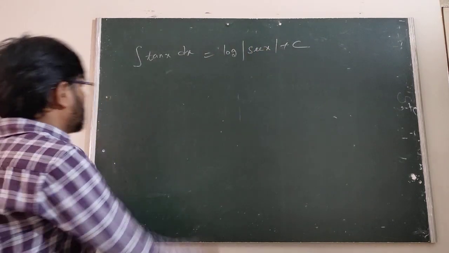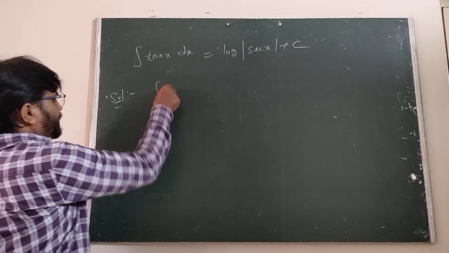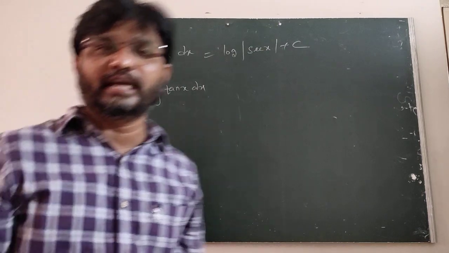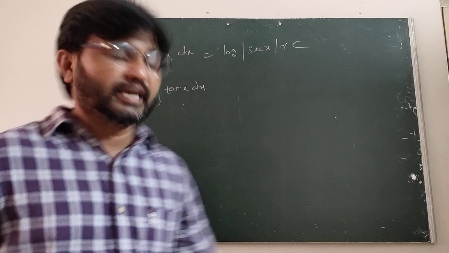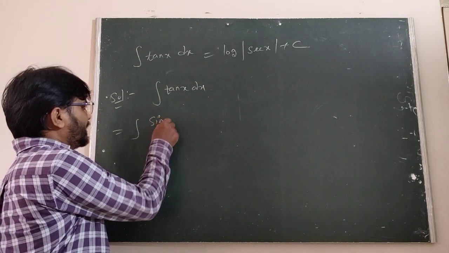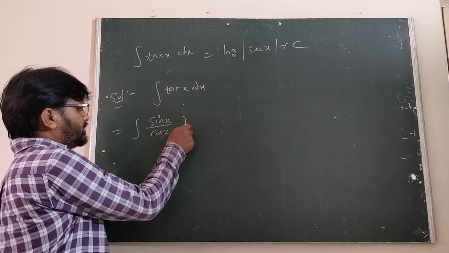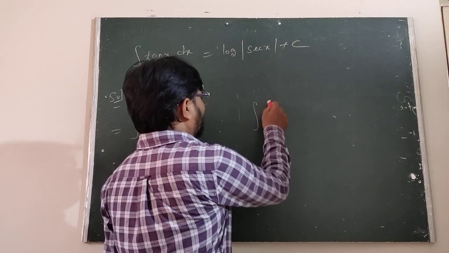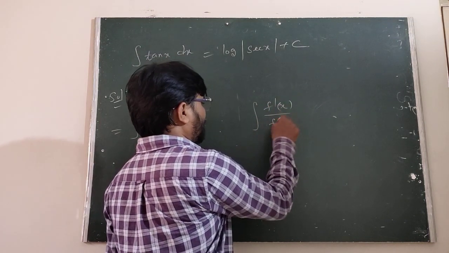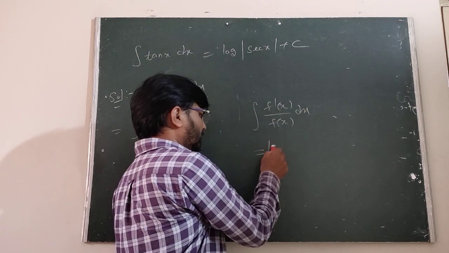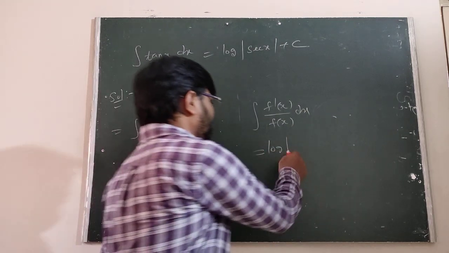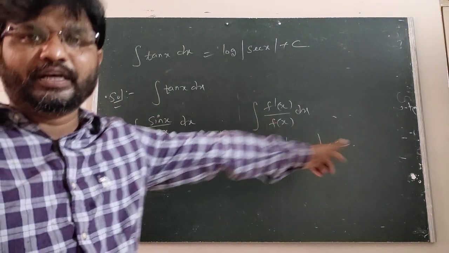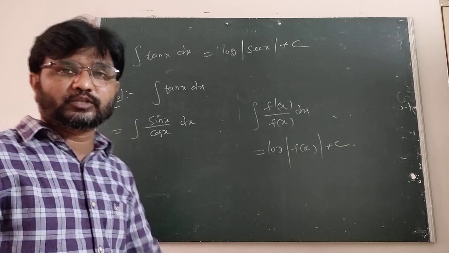Now its solution: we have to know that tan x is sin x by cos x. Therefore, the integral of tan x is the integral of sin x by cos x into dx. Now we have to know that the integral f dash of x by f of x into dx is the log mod of f of x plus c.